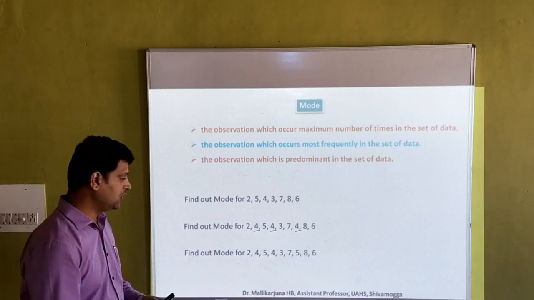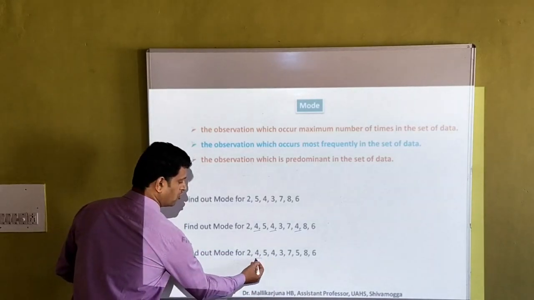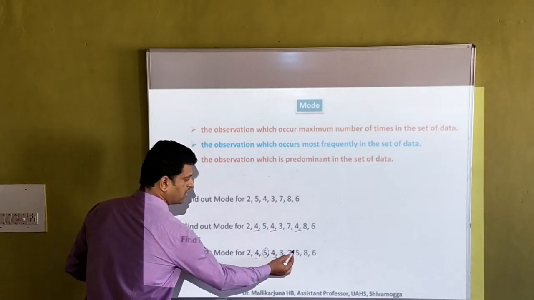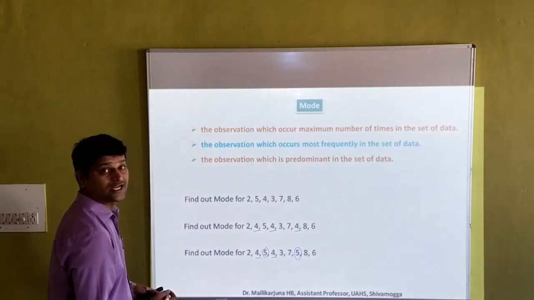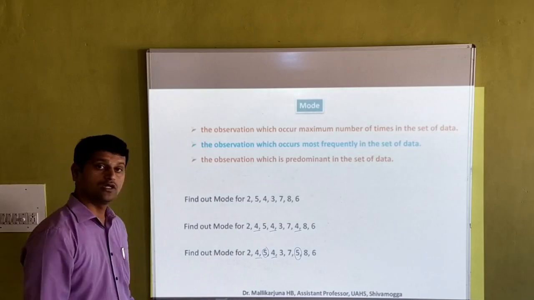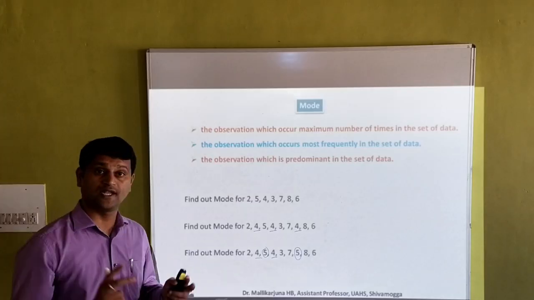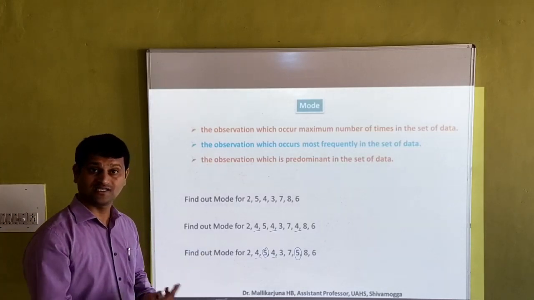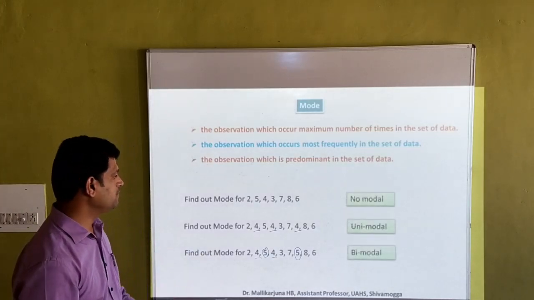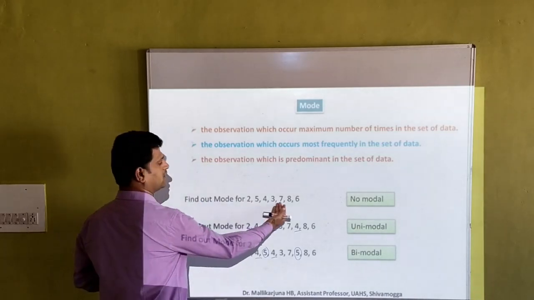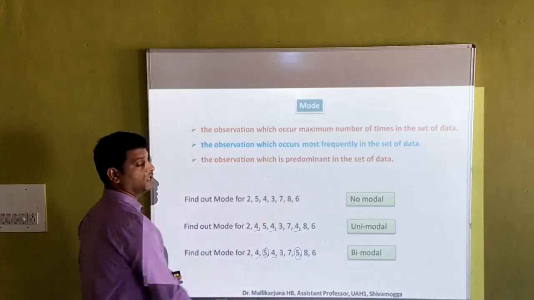Here, in this, 3 is repeated once, 4 is repeated 2 times and 5 is repeated 2 times. Here both observations are repeated 2 times. Hence here the case is different. That's why the first case has no modal value. There is no mode in this data. Here all the observations are repeated only once.